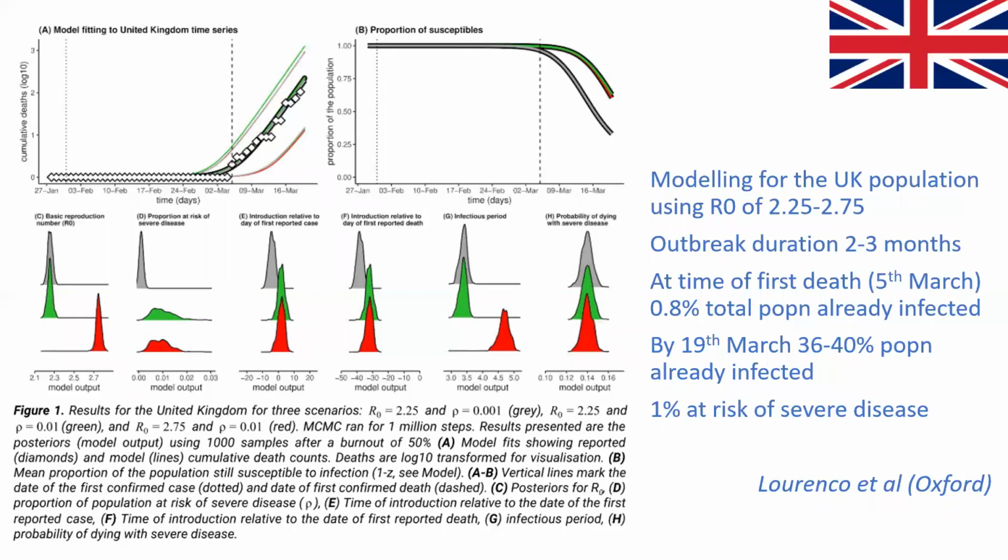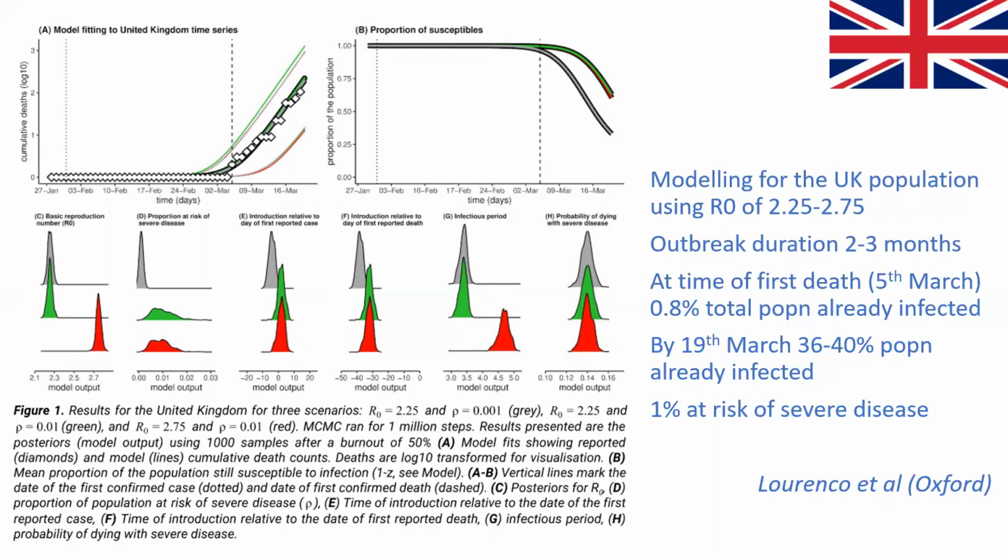Several researchers have used various combinations of these parameters to estimate the epidemic curve for the UK population. One of the earliest and most detailed modelling studies was undertaken by Jose Lorenzo and colleagues at the University of Oxford. They used the epidemic curve to the 5th of March and a range of possible parameters, including an R0 ranging between 2.25 and 2.75. And they then matched the outputs from various models to the number of early cases in the UK to predict what the epidemic curve would look like.